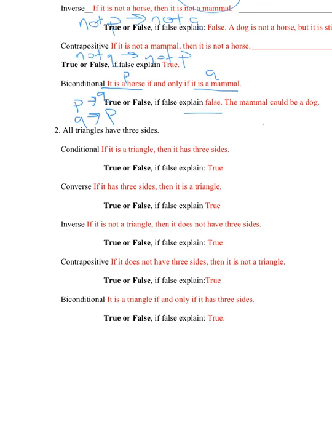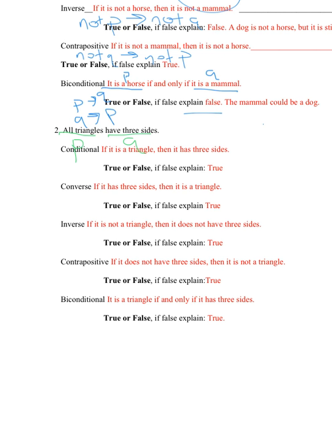All right, then we go to the second one. It's pretty much the same thing, so I'm not going to go back through each and every one. But again, make sure we break up the conditional statement correctly. That's one of the key parts. All triangles, that's your hypothesis. Having three sides, that's your conclusion, right?